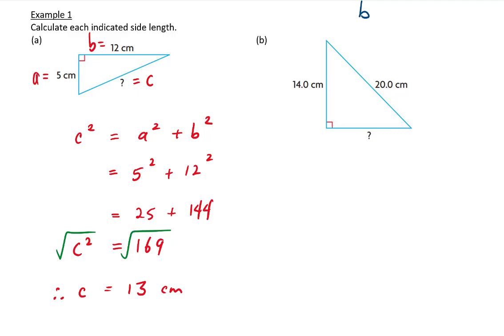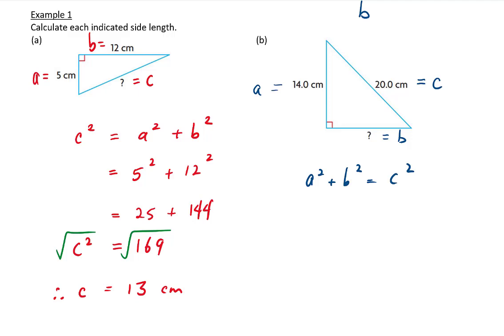Next, let's take a look at example B. Setting up the same thing. Start with the longest side, which is C. We actually know this time. We also know side A, if we call that one side A, and this time side B is unknown. So in this case, since B is unknown, I'm going to switch the equation around and say that A squared plus B squared is equal to C squared.